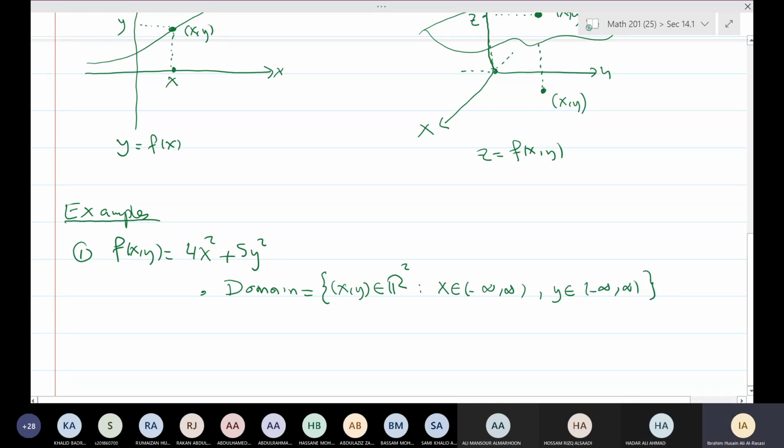I can substitute any real number x, any real number y. When you combine them, you get points. Okay. Now, this domain here, can you describe it in words? The domain will be in the xy plane. Now, will it be the whole xy plane or part of the xy plane?